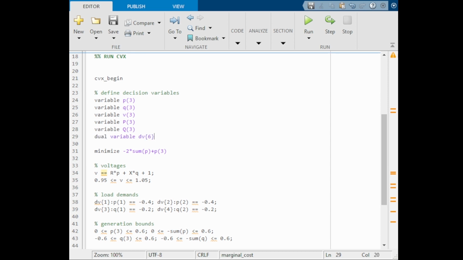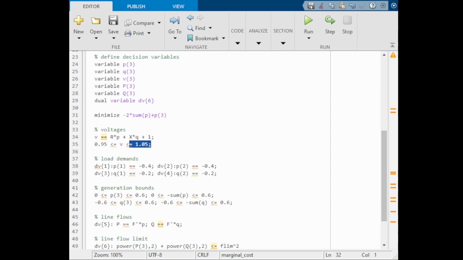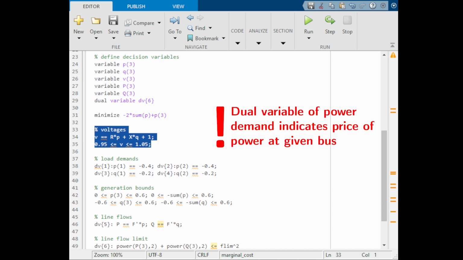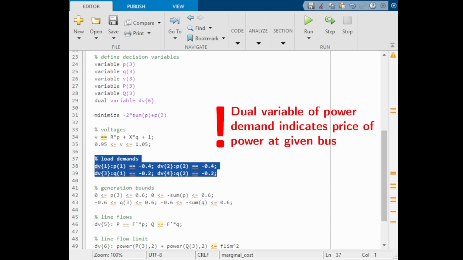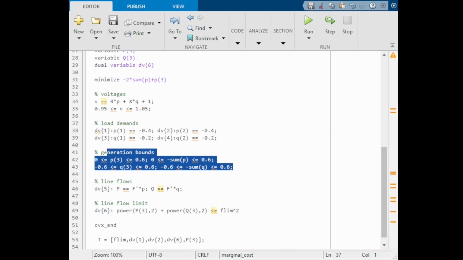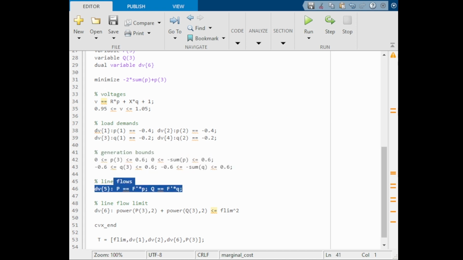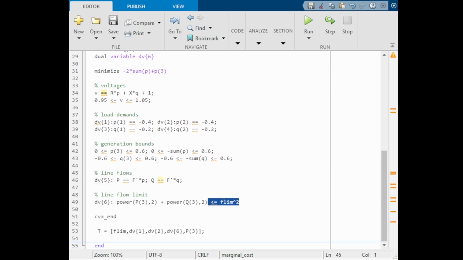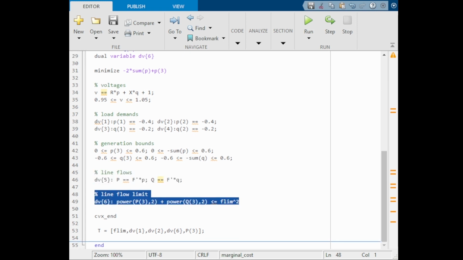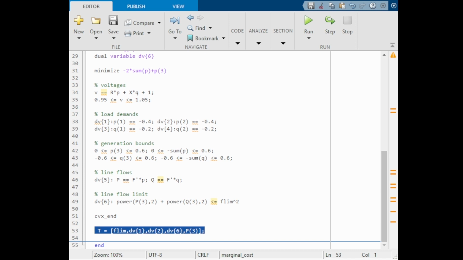We minimize the cost of all generations subject to voltage level constraints, equality constraints for load demands, box constraints which limit the amount of generation available, equality constraints for line flows, and finally a line flow limit. Then we return the optimal dual variables as well as the optimization problem solution.